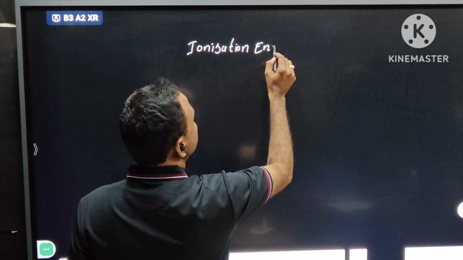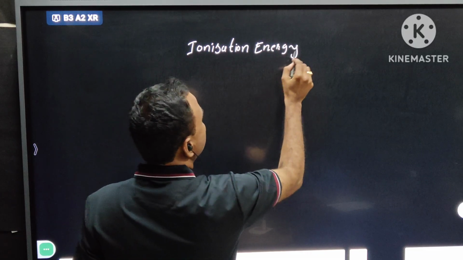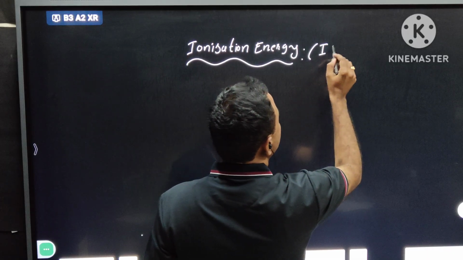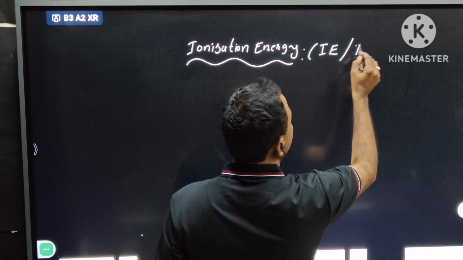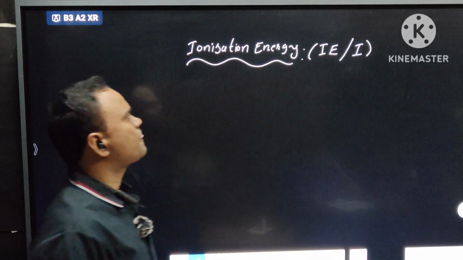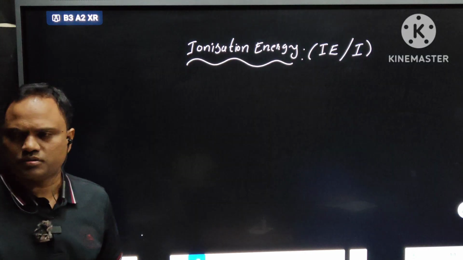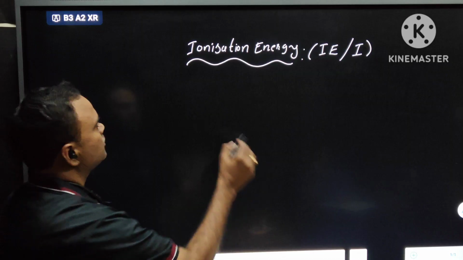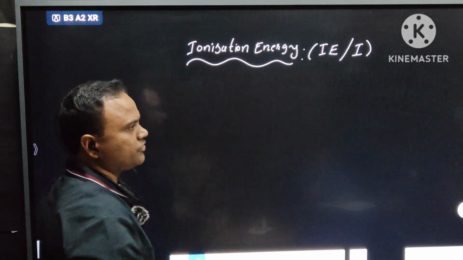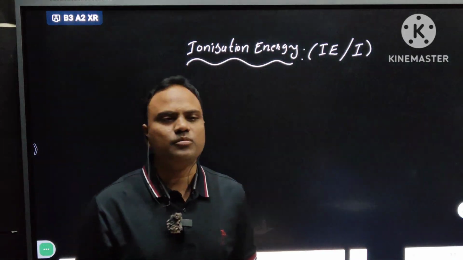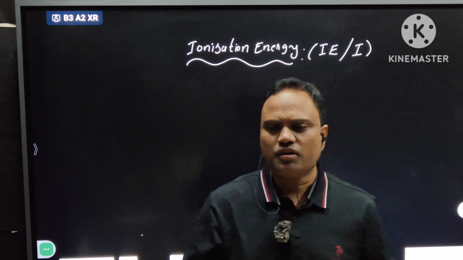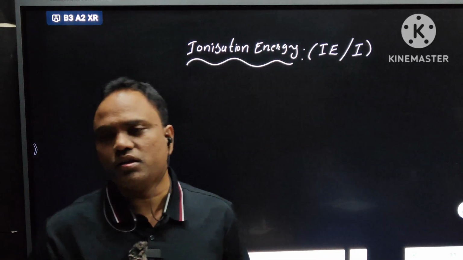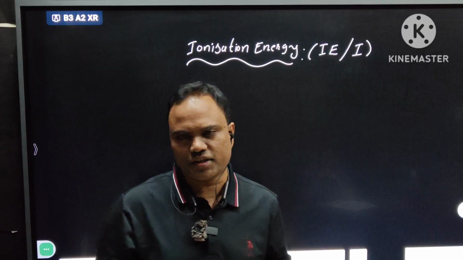Ionization energy. It is represented as IE. Yesterday I gave the definition: the amount of energy required to remove the electron from the outermost orbit of an isolated neutral gaseous atom.